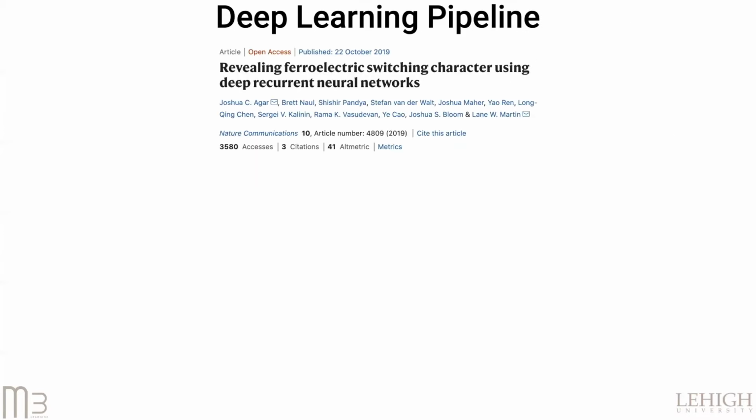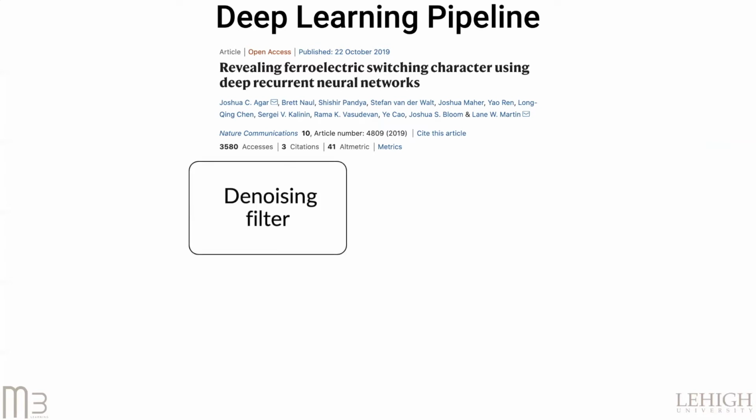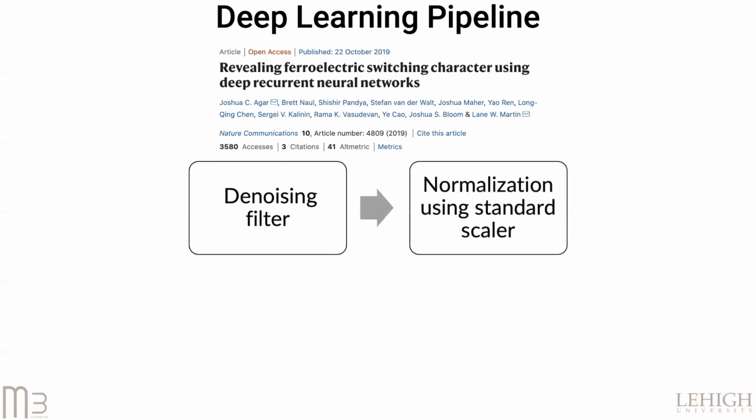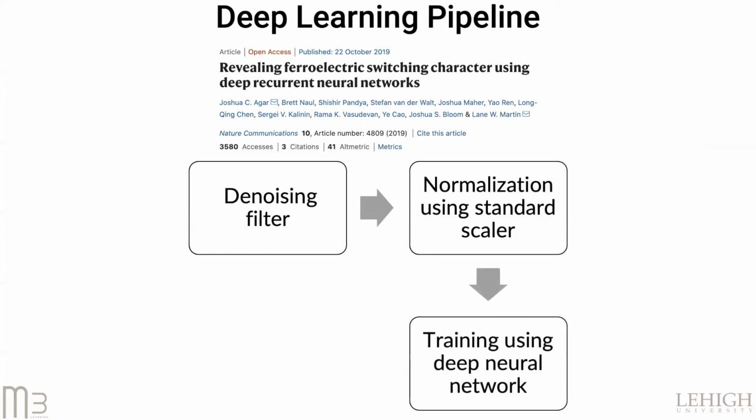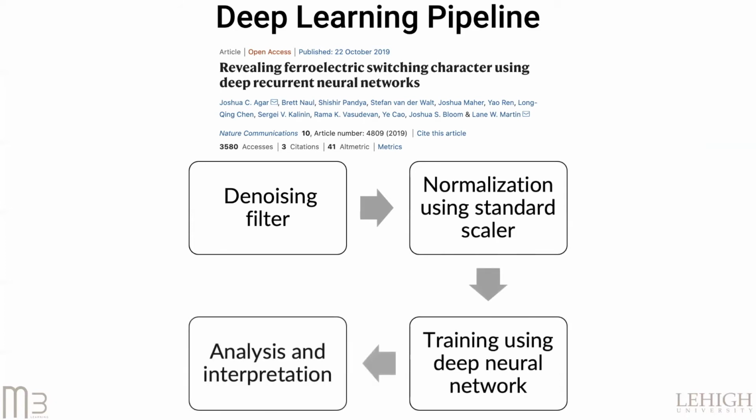So now let's look at the second approach, which relies on deep recurrent neural networks. So we started by applying a denoising filter to the data. We normalized using a standard scaler, trained the model using a deep neural network, and then conducted analysis and interpretation. So in this process, there are clearly fewer steps because the neural network is able to learn and accommodate for the complexities handled within the data.